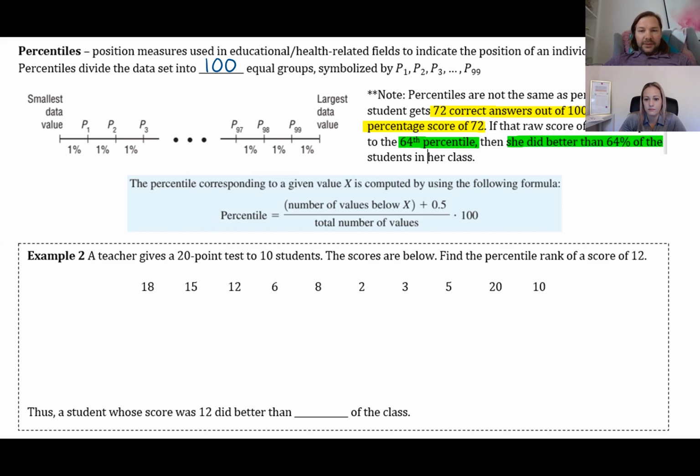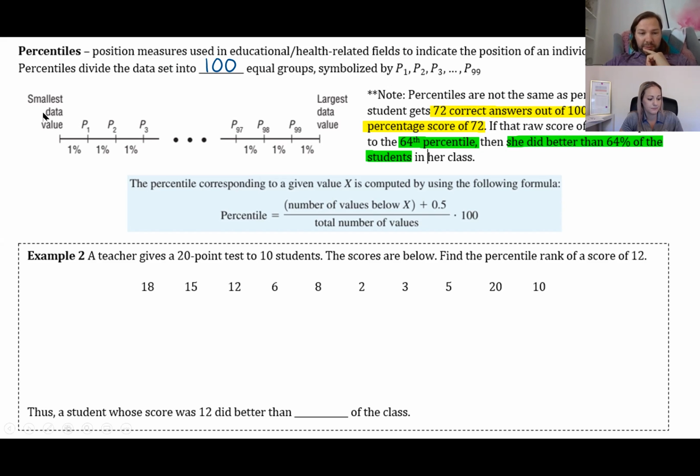Okay, so let's go over how to calculate a percentile. So you take the number of values below your data point X, you add 0.5 to that, and then you divide by the total number of values for the data set, and then you multiply by 100. So in example 2, it says that a teacher gives a 20-point test to 10 students. The scores are below. Find the percentile rank of a score of 12.